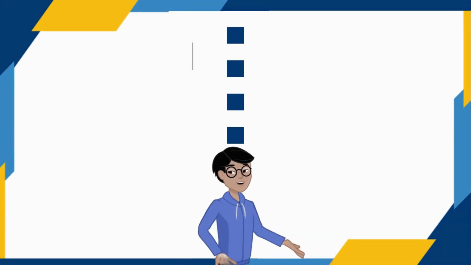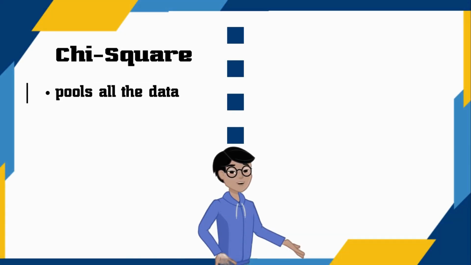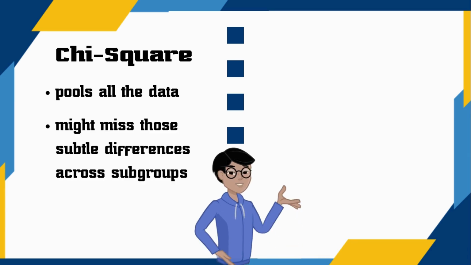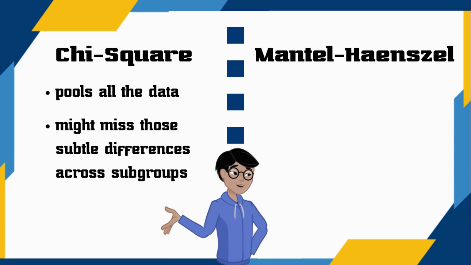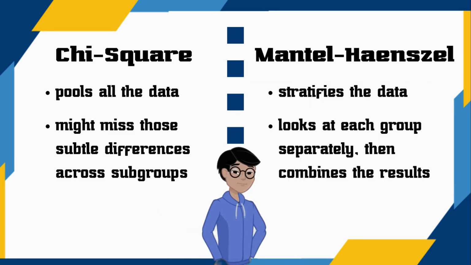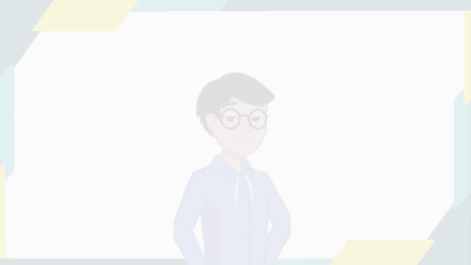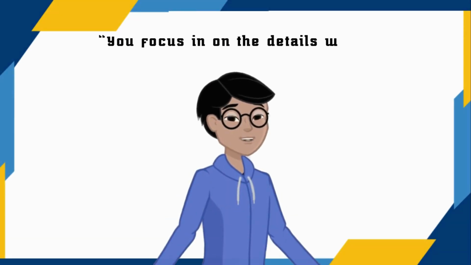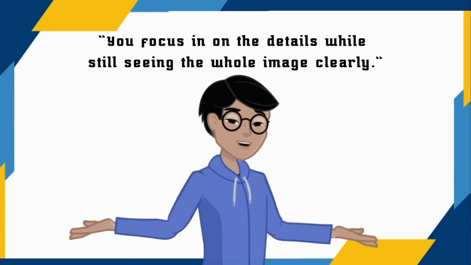Unlike a standard chi-square test, which pools all your data together and might miss those subtle differences across subgroups, the Mantel Haenszel Test stratifies your data. It looks at each group separately, then combines the results in a way that gives you a more accurate and controlled overall picture. It's like adjusting the lens on a camera. You focus in on the details while still seeing the whole image clearly.